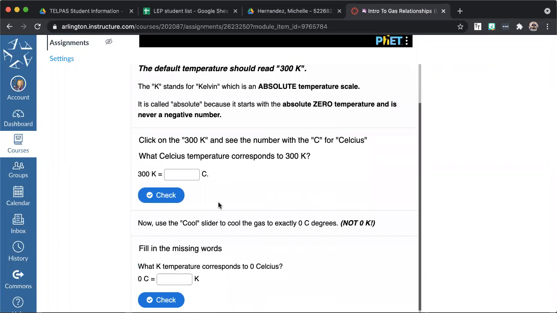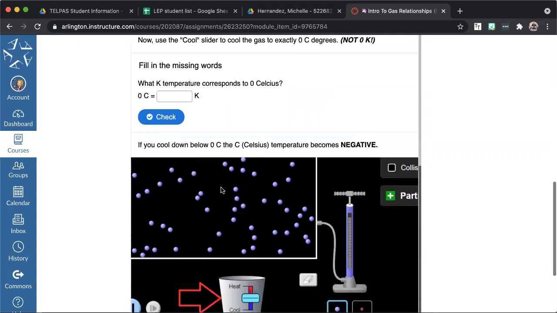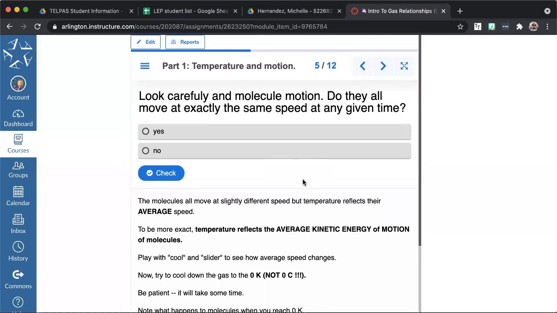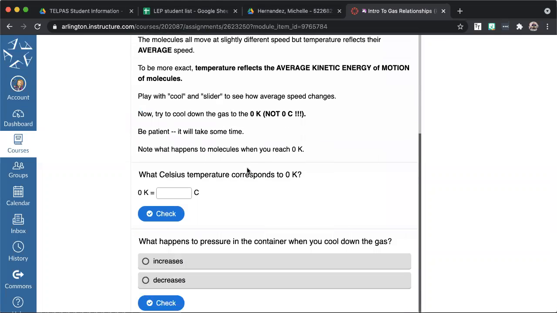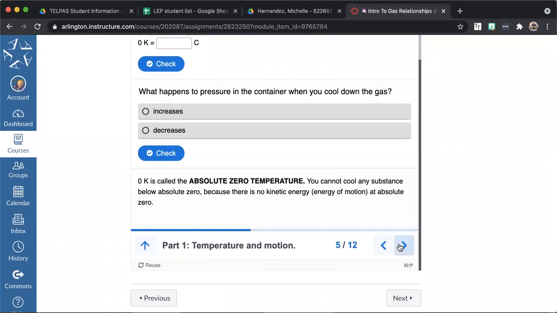And it's going to have you practice again with your temperature conversions, okay, from last time. And then it says if you cool it down below 0 degrees Celsius, the temperature becomes negative, okay? And then it's going to ask you questions about what do you see the molecules doing? Like, are they all moving at exactly the same speed at every time? And it's going to go through some temperature and molecular motion type of stuff.